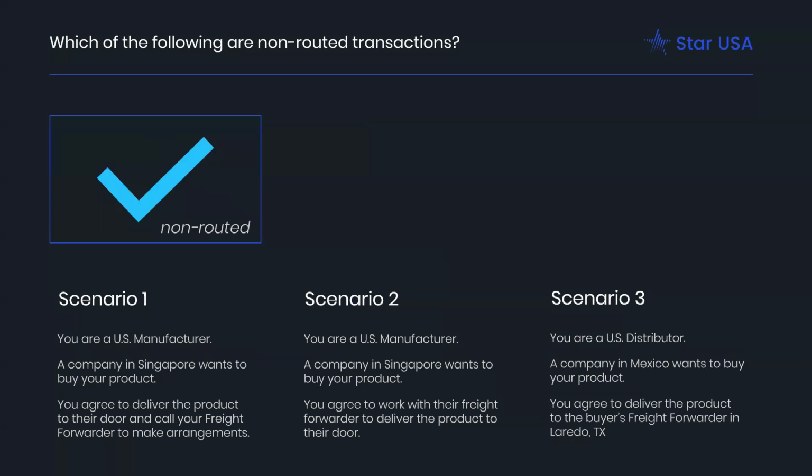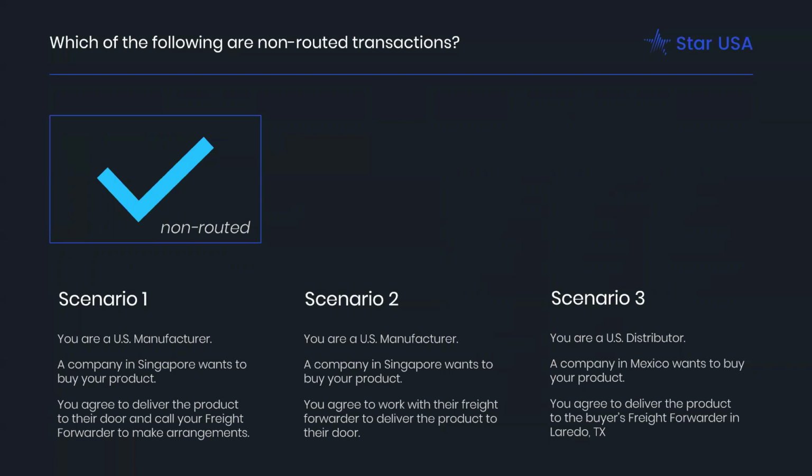And the answer to that is yes, that is a non-routed transaction, a standard transaction. You are the one that is receiving the primary benefits, so you're the USPPI. You are the one that is causing the export to occur, and you're making the arrangements with your freight forwarder that you have authorized.